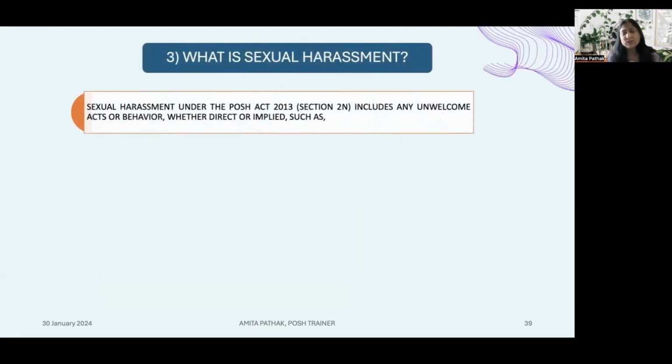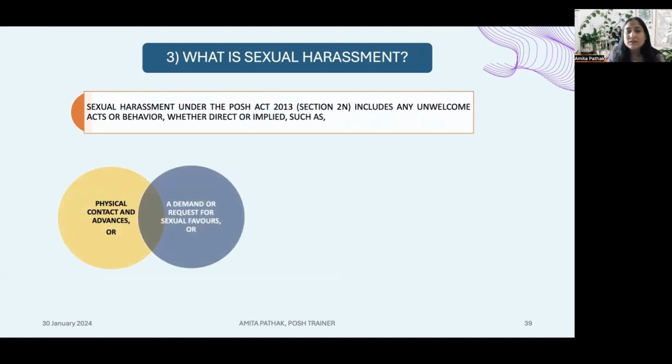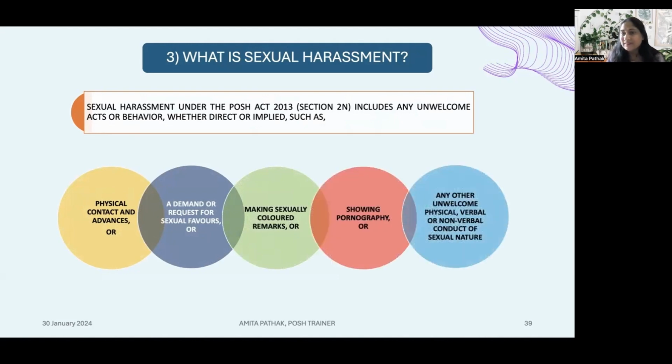What is sexual harassment? Let us add one more step to understand this. Section 2(n) defines sexual harassment under the POSH Act. It includes any unwelcome acts or behavior, whether directly or by implication, such as physical contact or advances, a demand for sexual favors, making sexually colored remarks to someone, showing pornography, or any unwelcome physical, verbal, or non-verbal conduct of a sexual nature. This is sexual harassment.